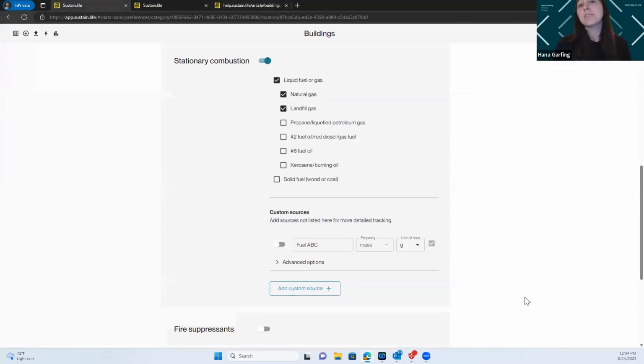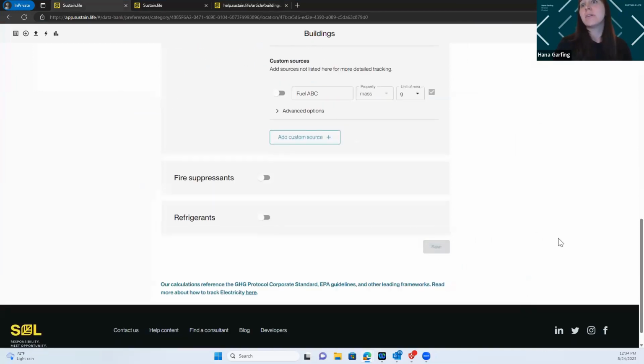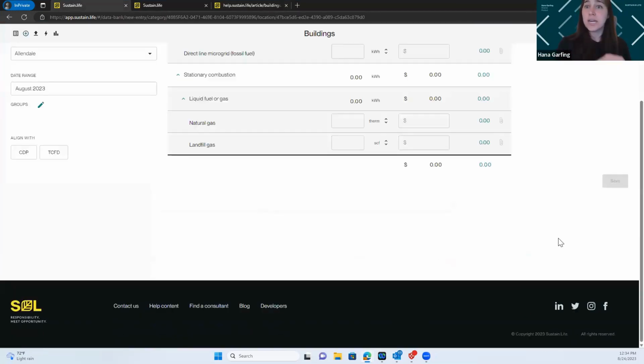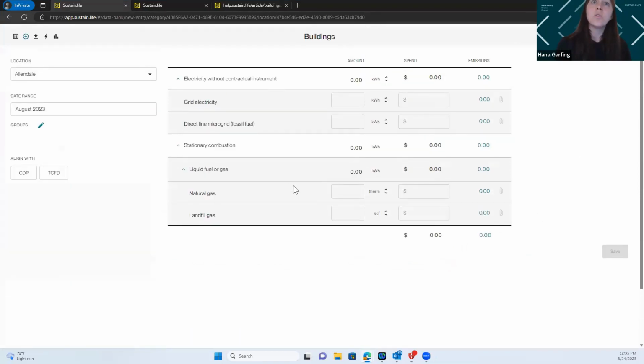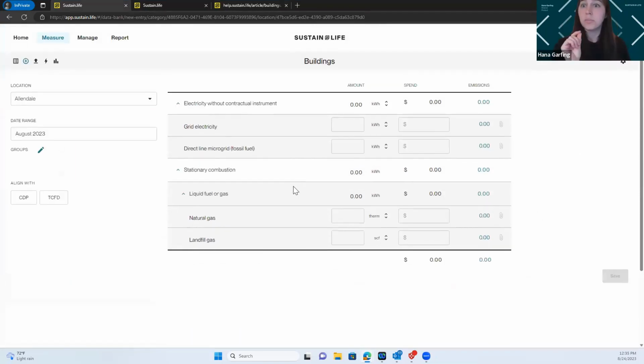So for me, I've selected a couple things. I'm going to hit save. I'm going to immediately be taken to our data entry page, where again, you're only going to see what I said is applicable to my company and at that specific location. In your data entry, you're just going to fill out your amount. You can fill out spend if you want to. All of this is, again, completely customizable, just like it was for configurations.